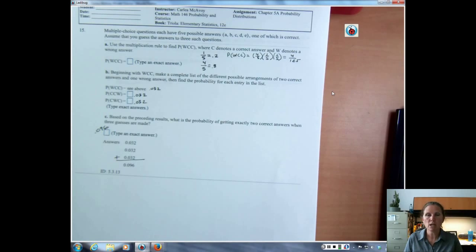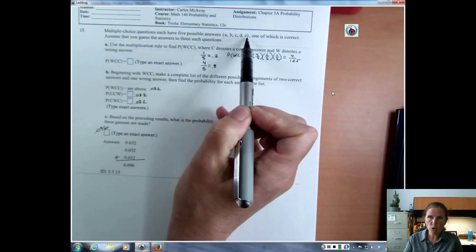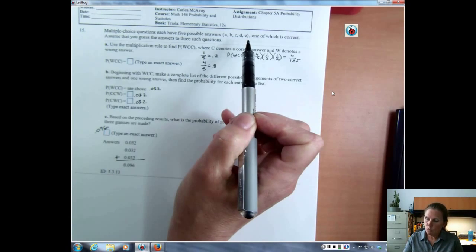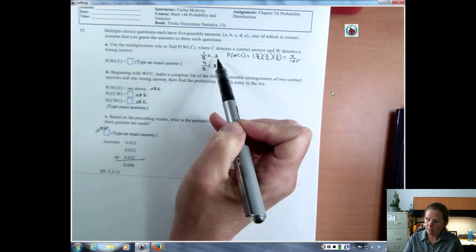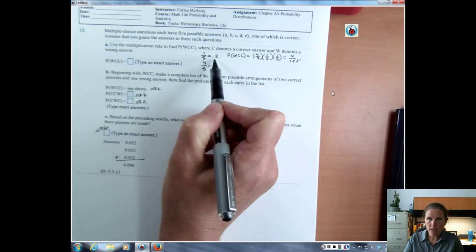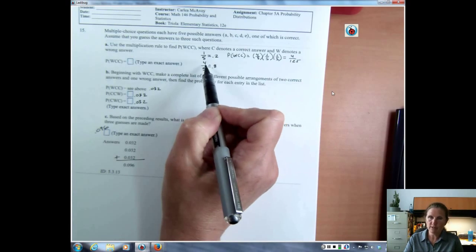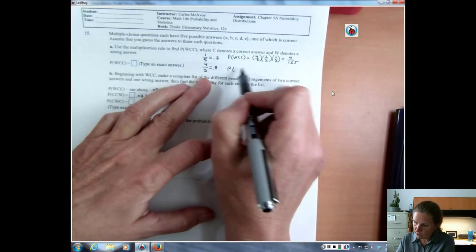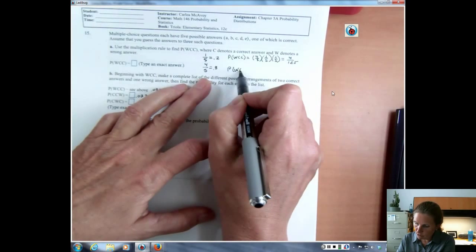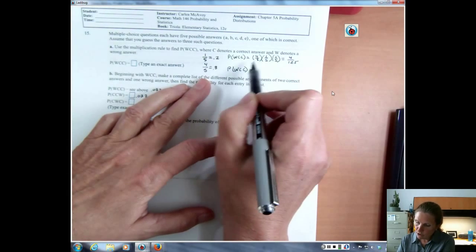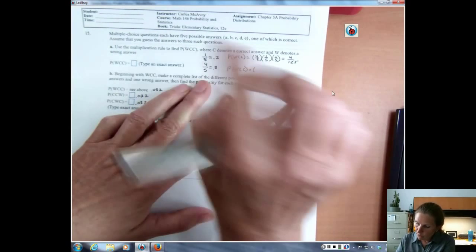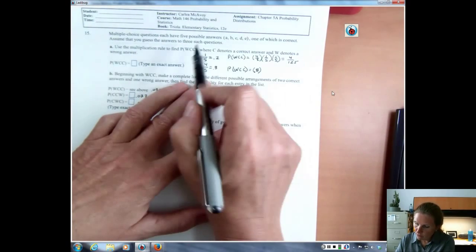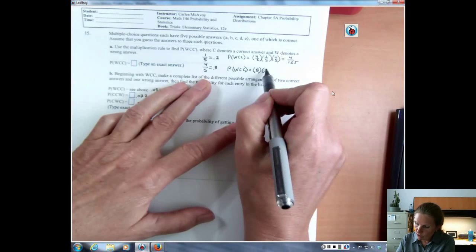one of which is correct. Assume that you guessed the answers to 3 such questions. Now remember, if you have 5 different choices and you're totally guessing, then 1 out of 5 times you're going to get that right. That is 0.2, right? And 4 out of 5 times you're going to get that wrong, which is 0.8. I did it before as fractions, but they actually want the decimal, so let's do that. So the chance that you get it wrong is 0.8, and then you get it right is 0.2.